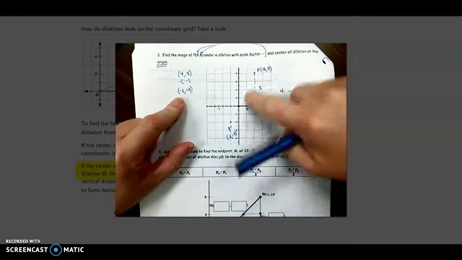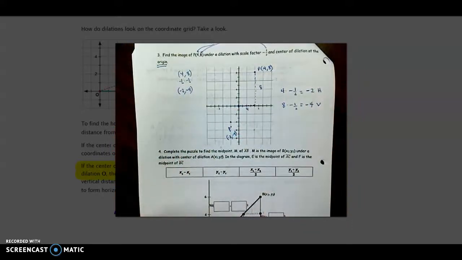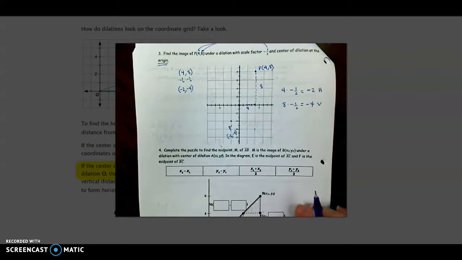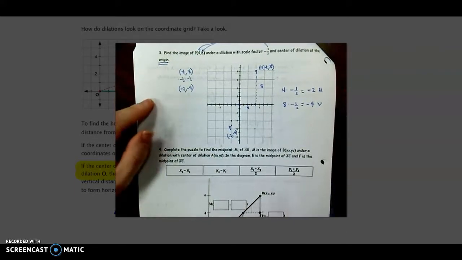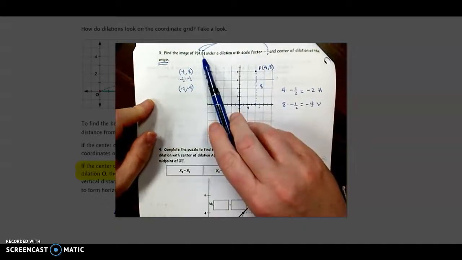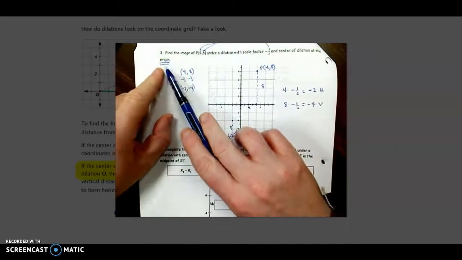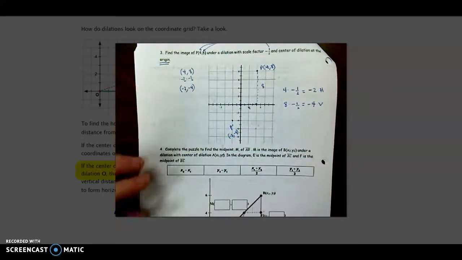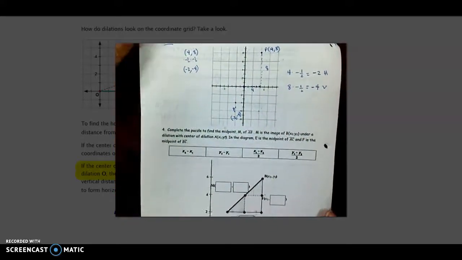Remember, the collinearity should still be true between your pre-image, your center of dilation, and your image point. I just want to say one more time, do not multiply your scale factor times your coordinates if your center of dilation is not the origin. That will not work. It only works when your center of dilation is the origin.